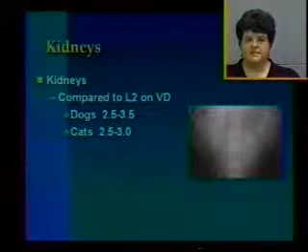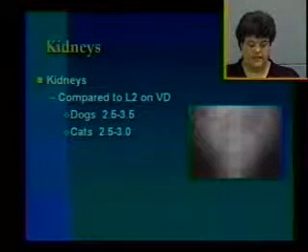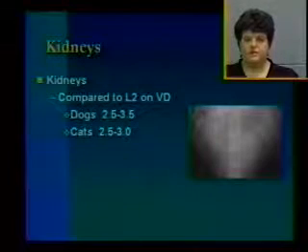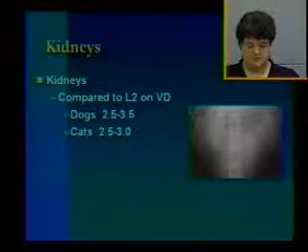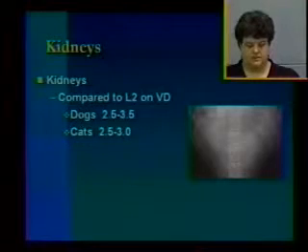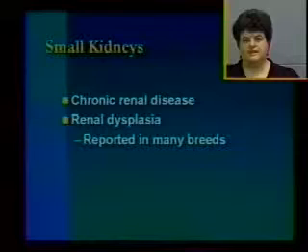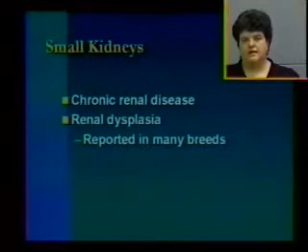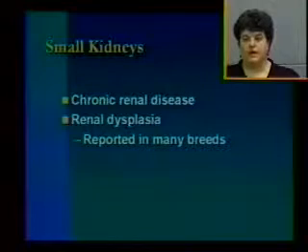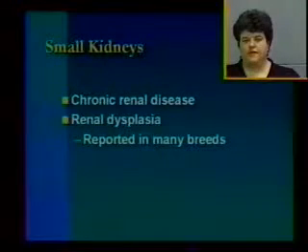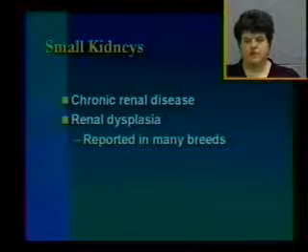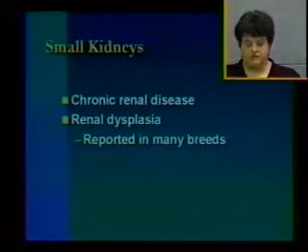The normal length of kidneys in the cat and dog are listed here, and that's going to be compared to the length of L2 on the ventral dorsal projection, not the lateral, ventral dorsal. So how do you get small kidneys? If you have chronic renal disease, or if you have some sort of renal hypoplasia or dysplasia. Dysplasias and hypoplasias have been reported in all species and many breeds of cats and dogs. It's going to occur in the young animal, and typically they're going to have small, misshapen, sometimes hard to find kidneys.